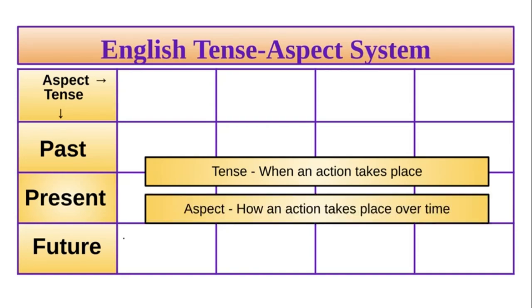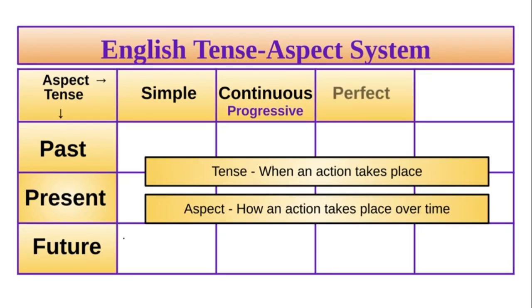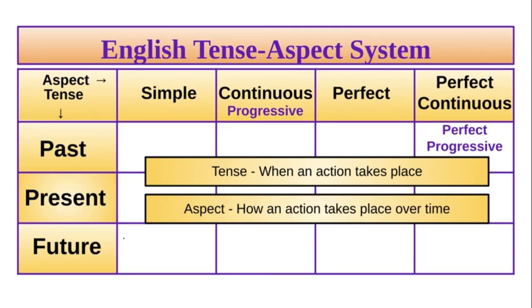Aspect is how an action takes place over time. There are four: simple, continuous, also known as progressive, perfect, and perfect continuous, also called perfect progressive.